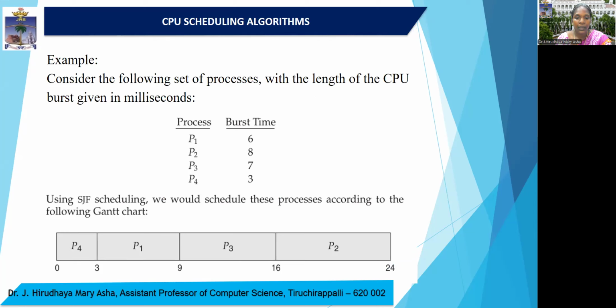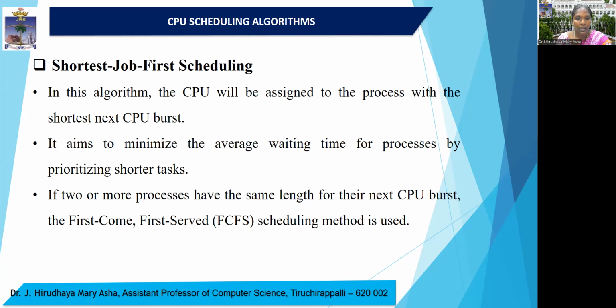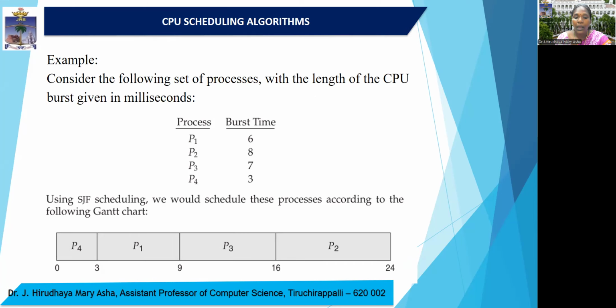In this example, we have processes P1, P2, P3, and P4, and their burst times are 6, 8, 7, and 3. Through the shortest job first scheduling algorithm, we have to allocate the shortest job first to the CPU. Based on this, P4 gets the CPU for execution, so P4 is assigned first.